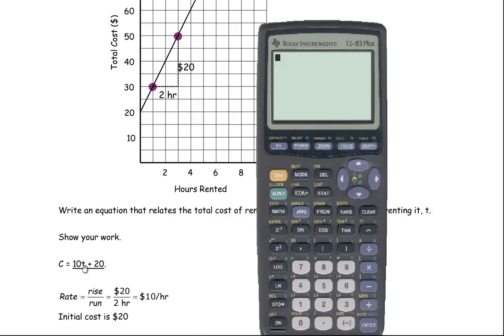Here, t represents the number of hours, the time in hours. So for example, if I want to know the cost for 1 hour, it's 10 times the 1 hour plus the fixed cost of 20. So there's the $30. If I want to know the cost of 3 hours, I would multiply the $10 per hour by 3 hours and then add in the fixed cost of 20. If I want to know the cost for 6 hours, I would go 10 times 6 hours and add in the $20, and there's the 80.